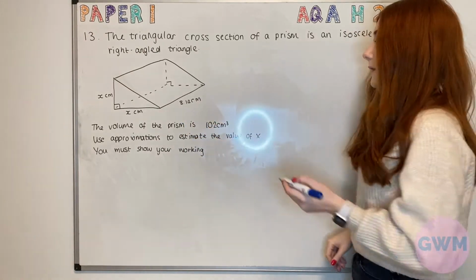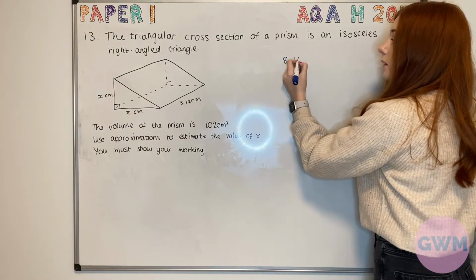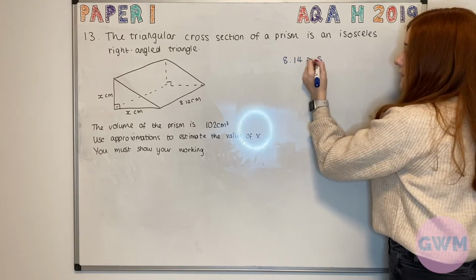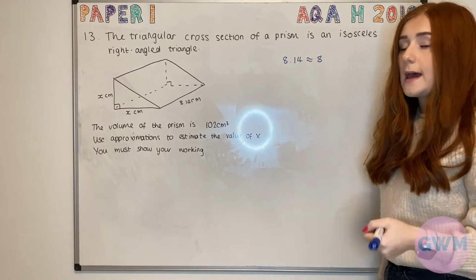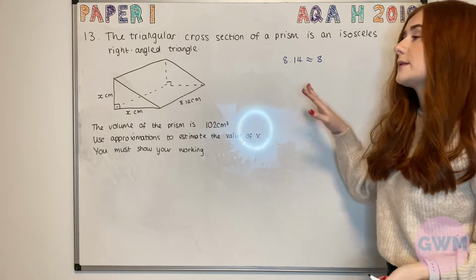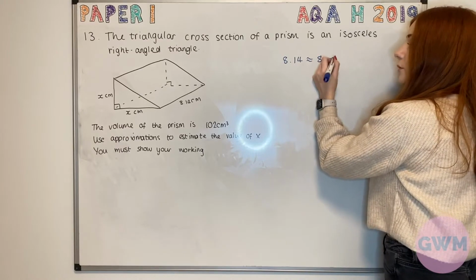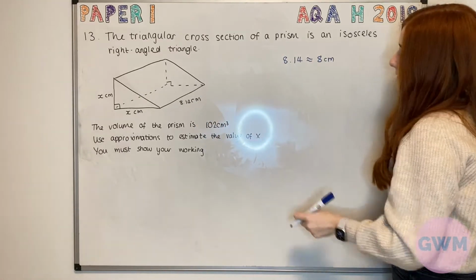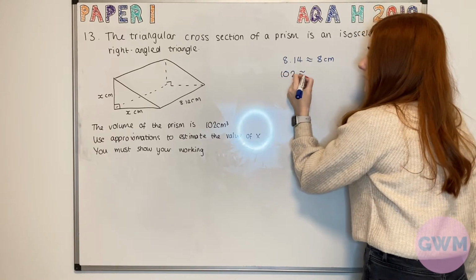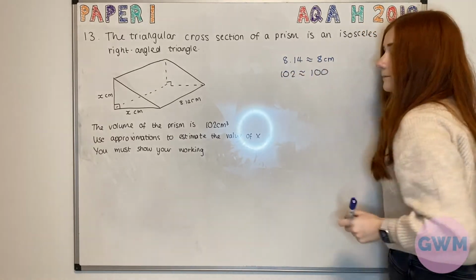Start with this length here, 8.14. So approximately that equals 8. We could approximate to 10, but that would be a little bit of an over approximation. 8 is a good number to work with, so we'll stick to 8. So we'll approximate that side at 8 centimetres. The volume of 102, we'll approximate that to a nice round number of 100.